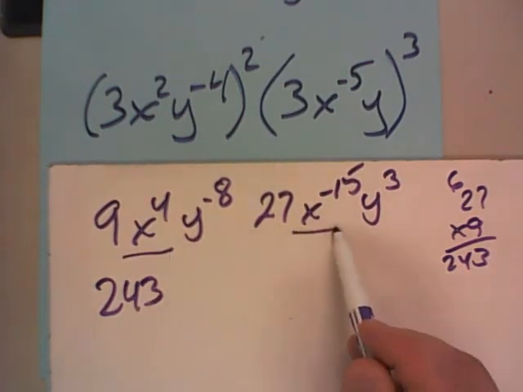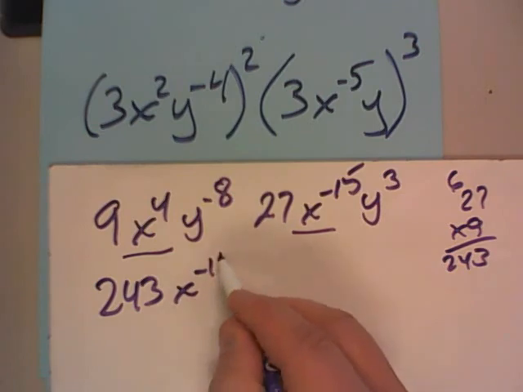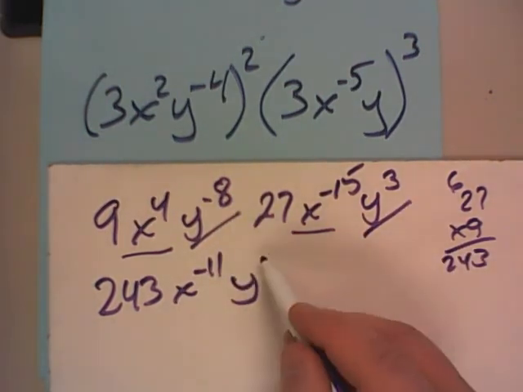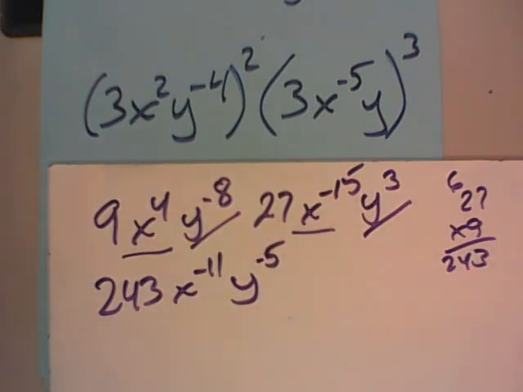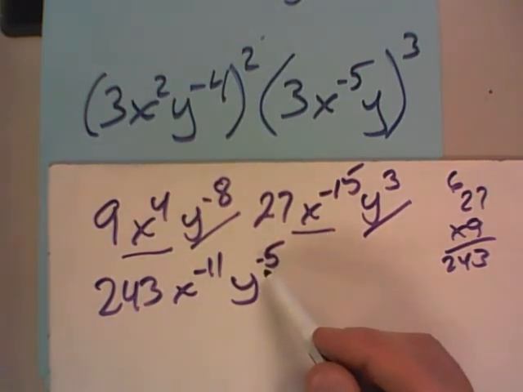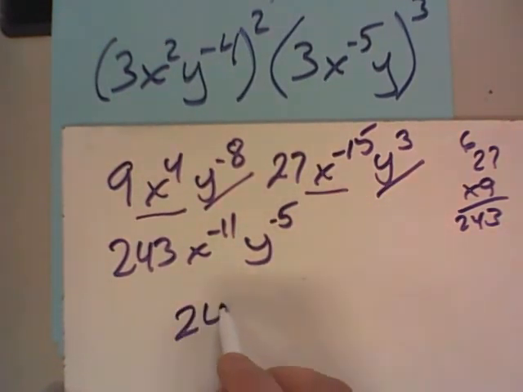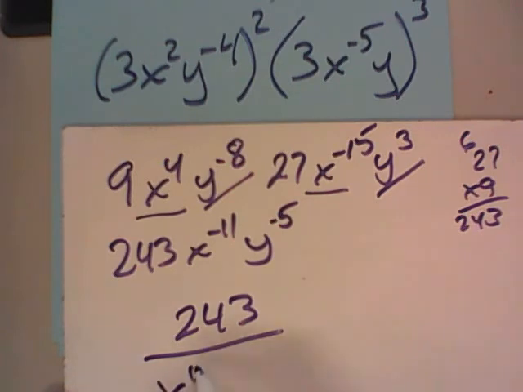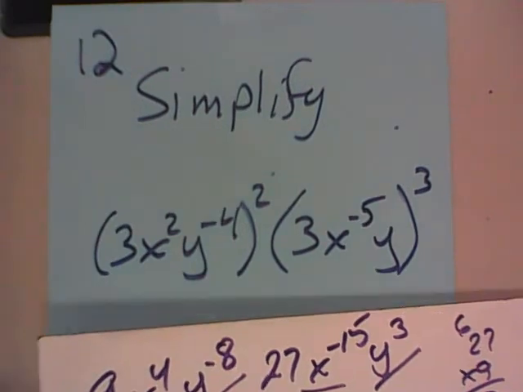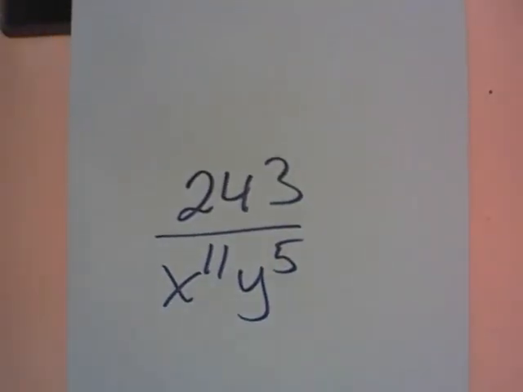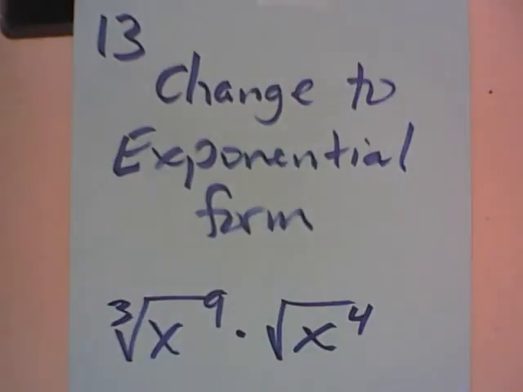But then when I have x to the 4th times x to the negative 15th, I'm going to add those exponents. That's x to the negative 11th. Same thing with the y's, y to the negative 5th. But then I want any negative exponents to be positive, and in order to make those negative exponents positive, I'm going to put them on the bottom. 243 will still stay on the top, but then I'll have x to the 11th and y to the 5th in the denominator. So our final answer for this one looks like that. Moving on, hang in there.